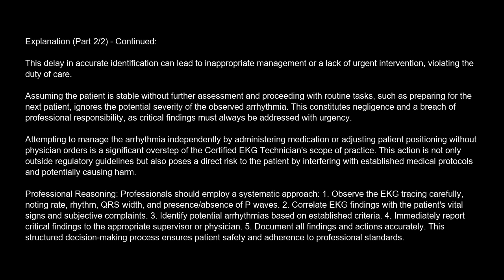Professional reasoning. Professionals should employ a systematic approach. 1. Observe the EKG tracing carefully, noting rate, rhythm, QRS width, and presence or absence of P waves. 2. Correlate EKG findings with the patient's vital signs and subjective complaints. 3. Identify potential arrhythmias based on established criteria. 4. Immediately report critical findings to the appropriate supervisor or physician. 5. Document all findings and actions accurately. This structured decision-making process ensures patient safety and adherence to professional standards.